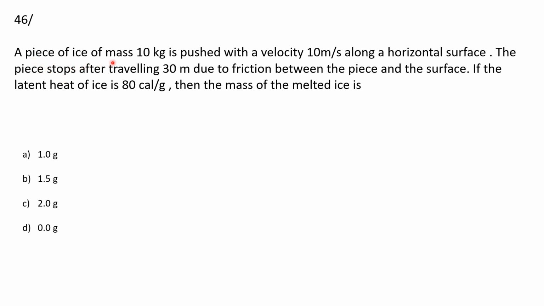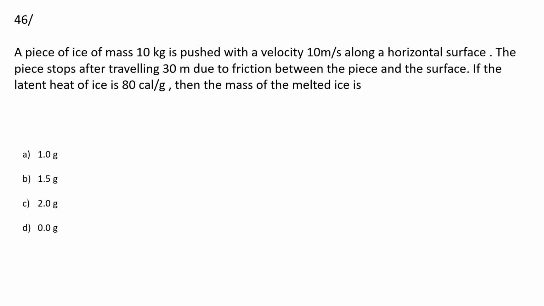A piece of ice of mass 10 kg is pushed with a velocity of 10 meter per second along a horizontal surface. The piece stops after traveling 30 meter due to friction between the piece and the surface. If the latent heat of ice is 80 calorie per gram, then the mass of the melted ice is. The options are 1 gram, 1.5 gram, 2 gram and 0 gram.